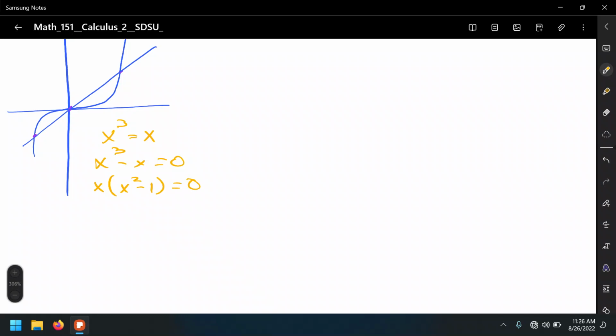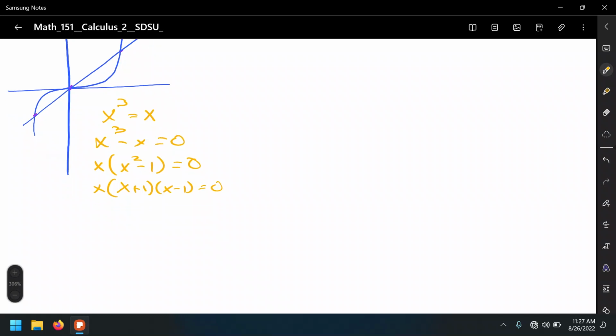And what about this x squared minus 1? Doesn't that look like a difference of squares? It can be factored. Yep, we can further factor x times x plus 1, x minus 1. Now, we're going to get the 3 solutions, which is consistent with the picture here, 1, 2, 3 points of intersection. Right, so that's x equals 0 by the zero product property. That's x equals negative 1 and x equals 1.